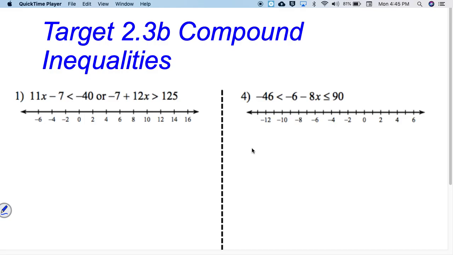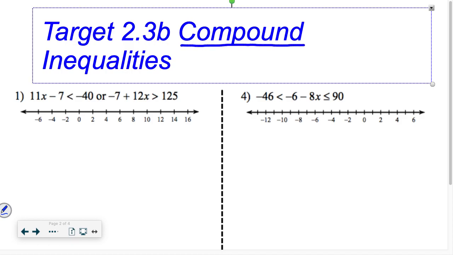Today we are going to be talking about 2.3b, compound inequalities. Today is going to be a quick lesson that is directly related to the work we did yesterday. We are doing compound inequalities. With compound inequalities, we are referring to more than one inequality representing the same scenario.